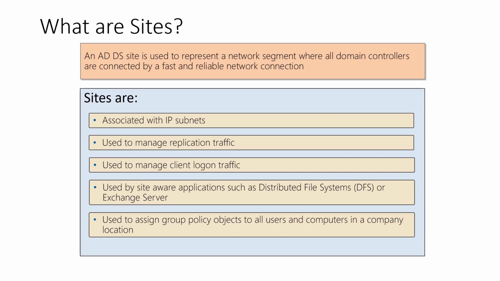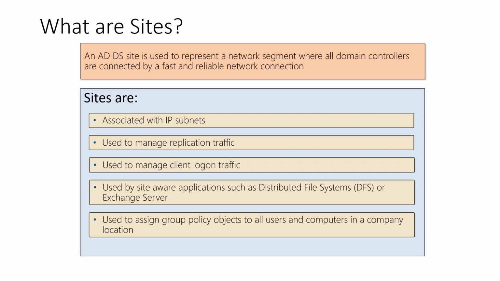The next component is sites. What are sites? An Active Directory Domain Services site is used to represent a network segment where all domain controllers are connected by a fast and reliable network connection. Sites are associated with IP subnets. They are used to manage replication traffic, to manage client logon traffic, by site-aware applications such as Distributed File System, DFS, or Exchange Server, and to assign group policy objects to all users and computers in a company location. So sites are often defined after an analysis of network bandwidth capacity.